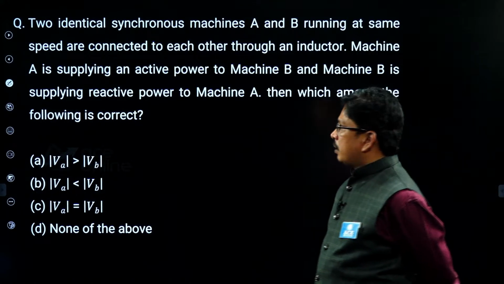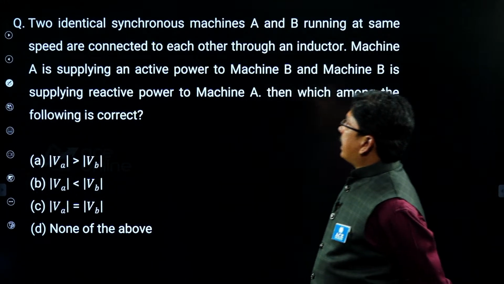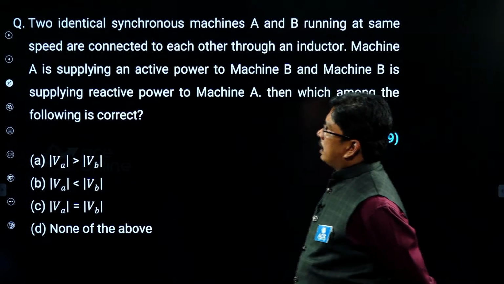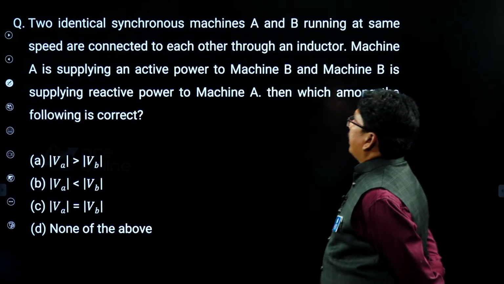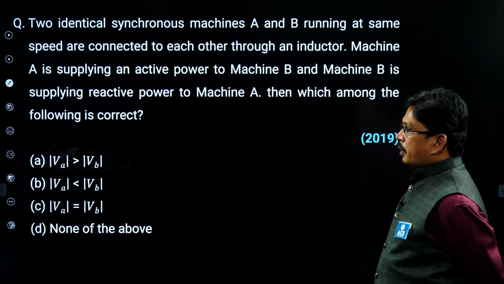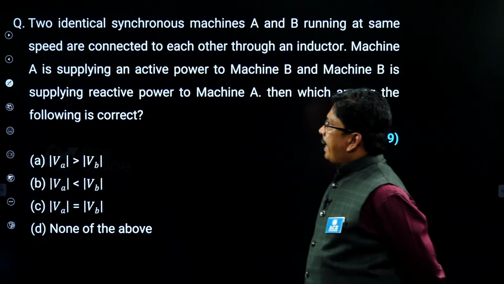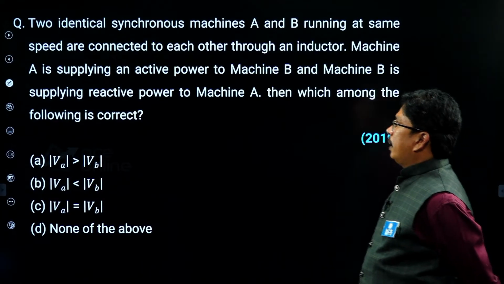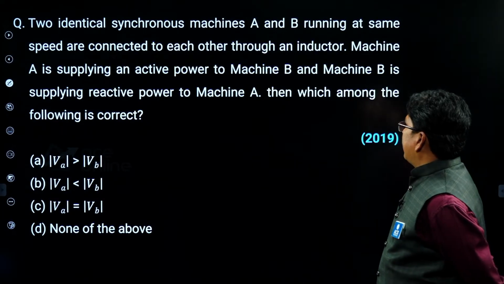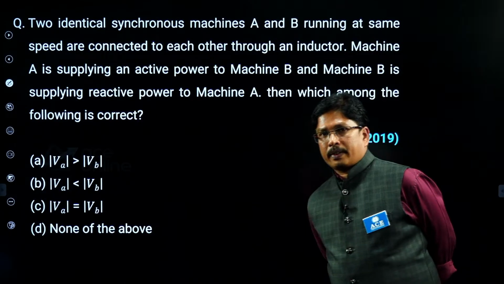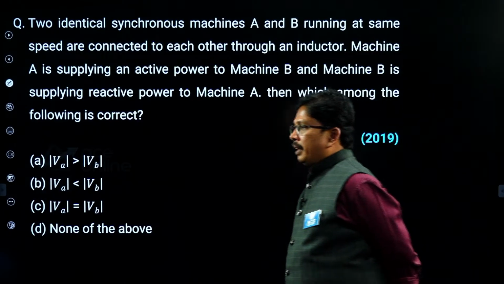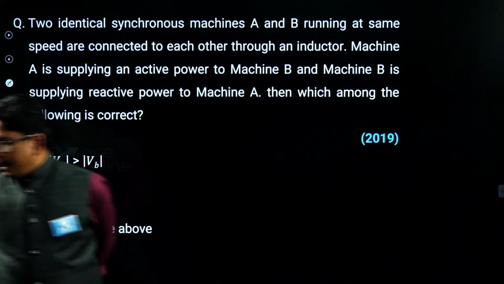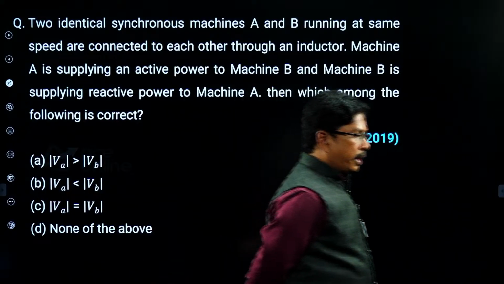Similar type of question what you have seen already. Two identical synchronous machines A and B running at same speed are connected to each other through an inductor. Machine A is supplying active power to machine B and machine B is supplying reactive power to machine A. Then which among the following is correct? Active power is flowing from machine A to machine B. Reactive power is flowing from machine B to machine A. That's the question they are asking.